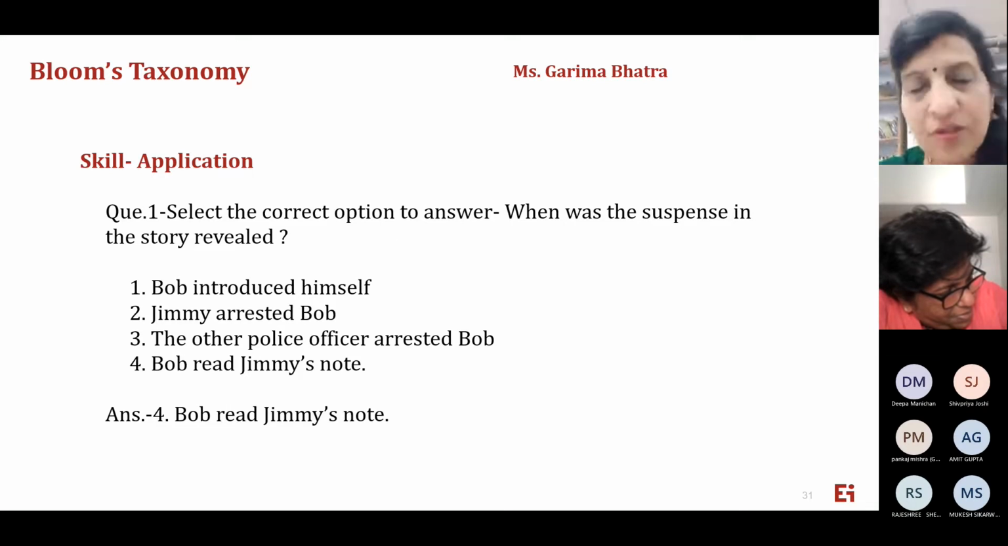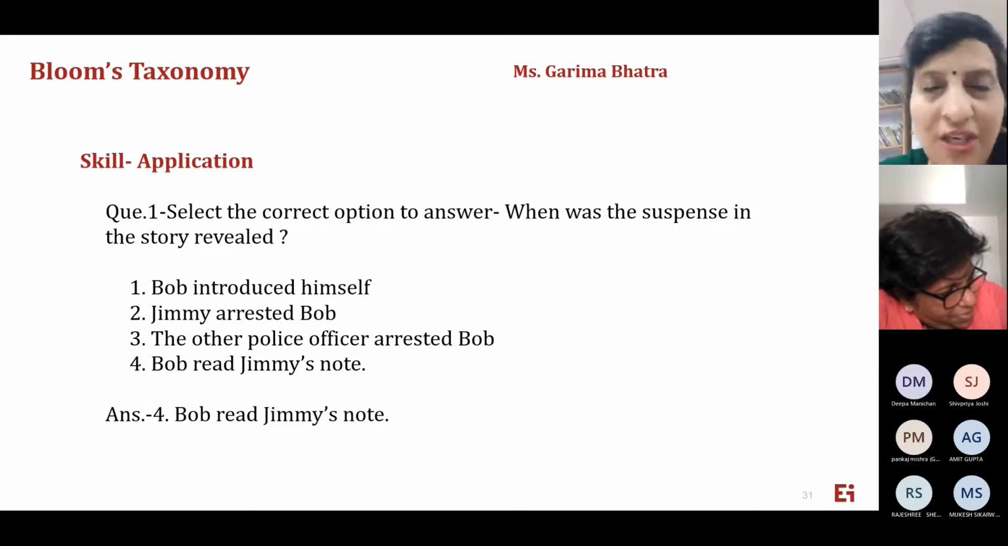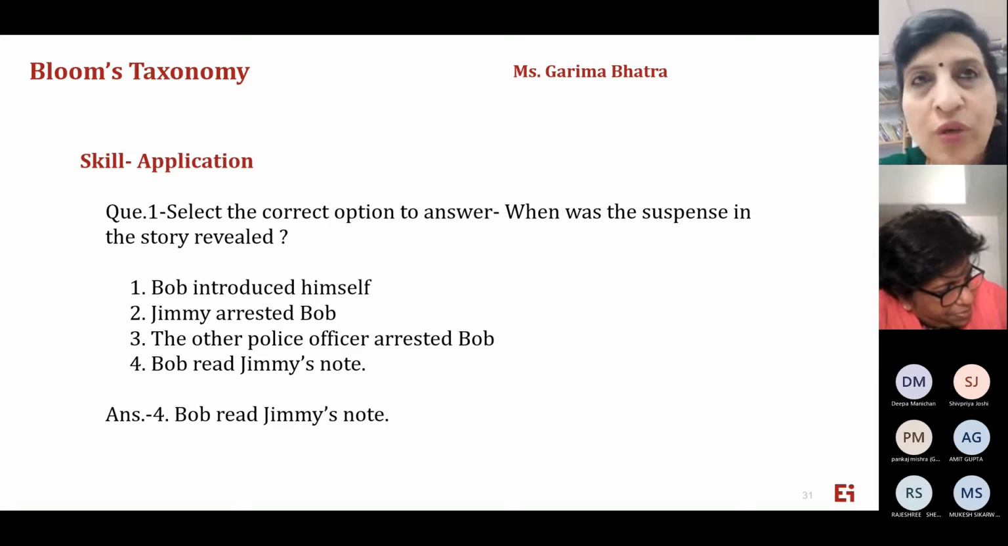So I think that is also a kind of suspense. After that, the bigger suspense came initially when Bob met Jimmy. So Bob couldn't recognize whether he is his friend. So that was a suspense.